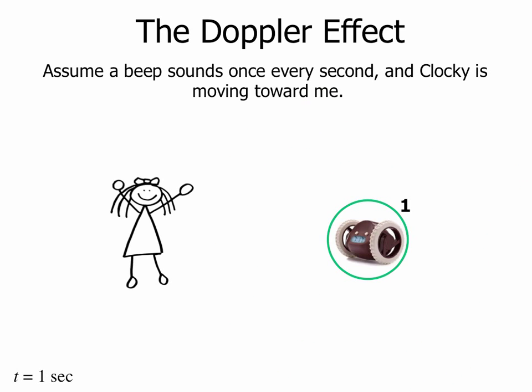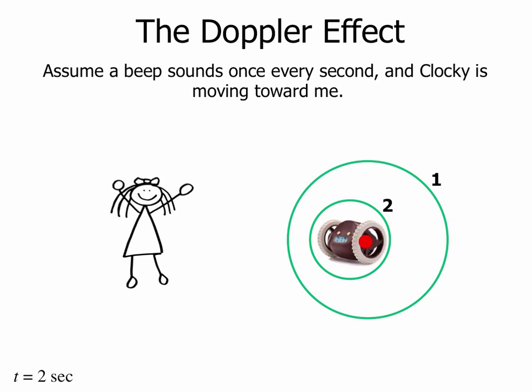Now let's do this again, and let's suppose the following morning, Clocky is moving toward me. So here we are, the first beep starts, and the beep always radiates outward from the point at which it was emitted. So the beep itself doesn't know that Clocky is moving. Clocky is the one doing the moving. So this beep from second 1 will move radially outward, growing in time. A second later, beep 1 has moved. The red dot shows the center of beep 1.